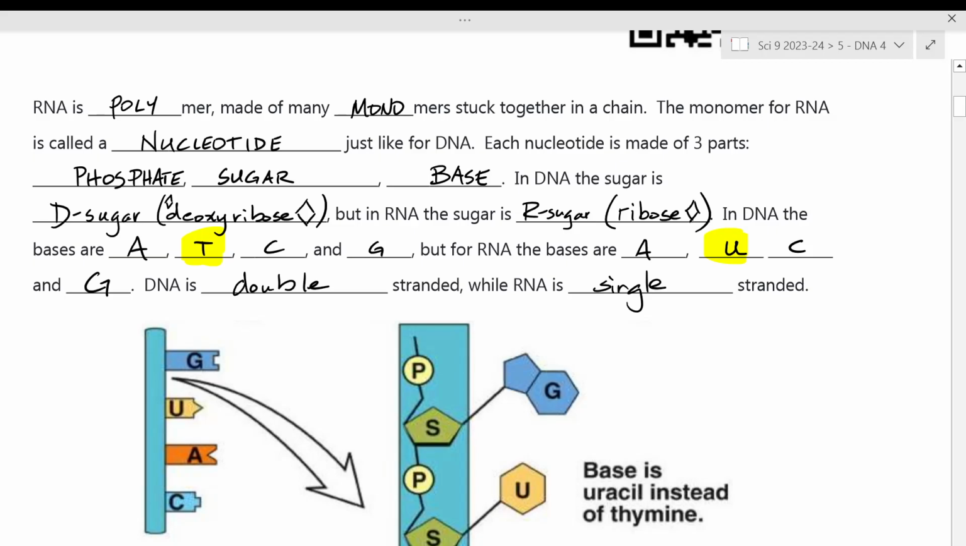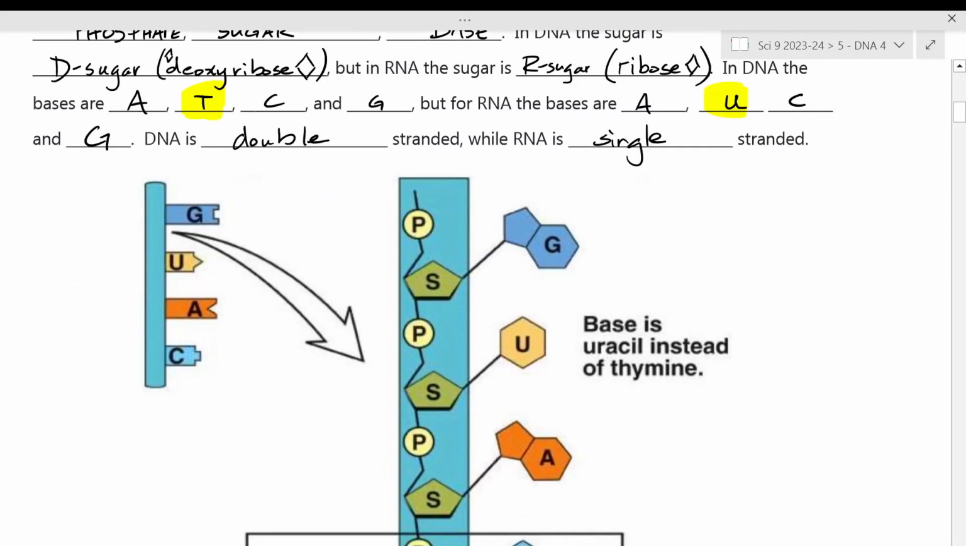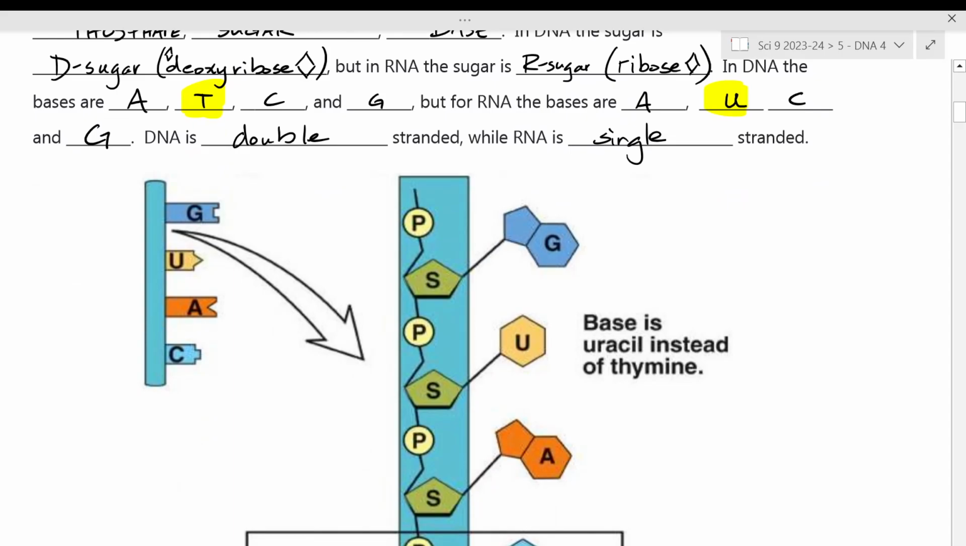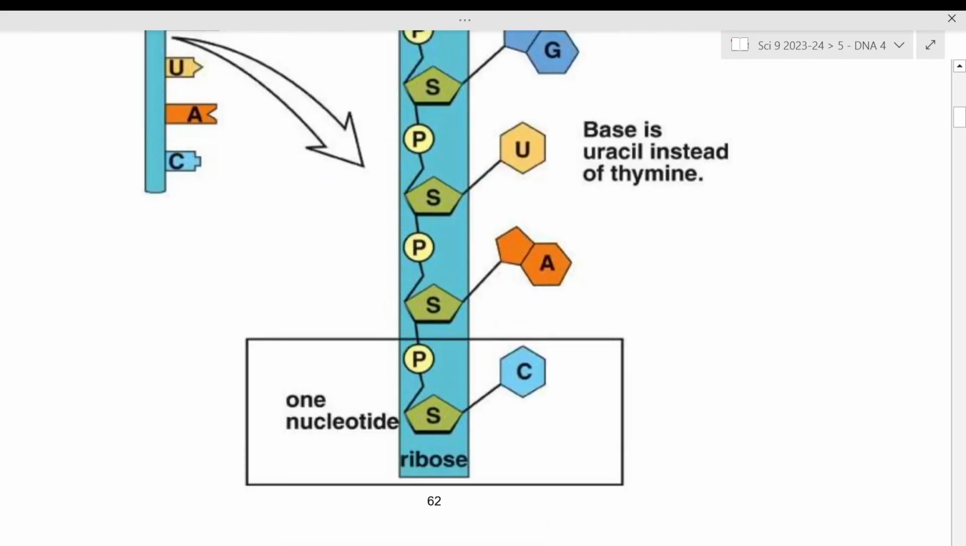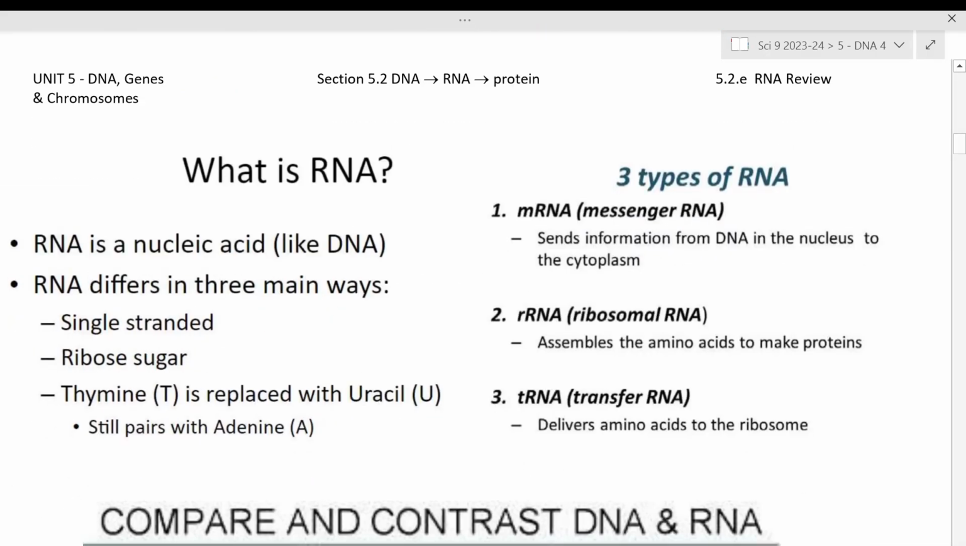And then we just get into some really nice little pictures of things. I don't know that it's particularly useful, but we can see that we have the uracil base instead of thymine. On our next page, what is RNA? RNA is a nucleic acid. It differs in 3 main ways, but you could give more than that: single-stranded, ribose sugar, and uracil replaces thymine. You could also talk about its size and its location.